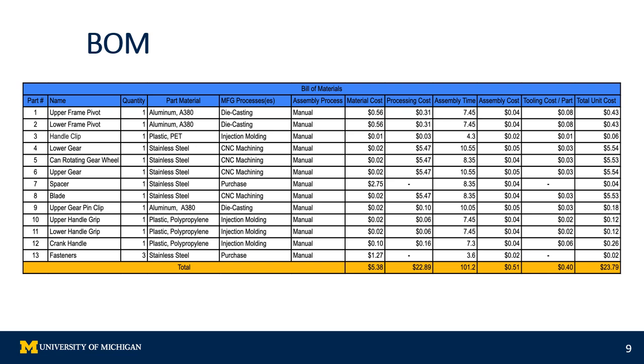Regarding manufacturing processes, injection molding and CNC machining were the most used, with die casting following closely behind. The parts that we plan to purchase are the spacers and fasteners. The total production cost of the can opener is $23.79, slightly exceeding the standard market price for a typical manual can opener, which is around $20.